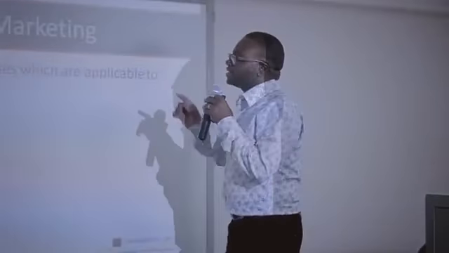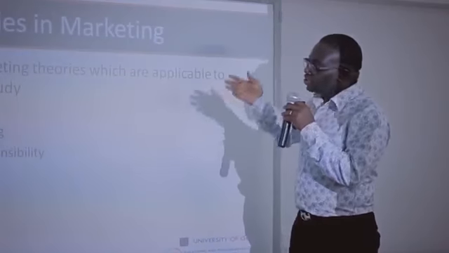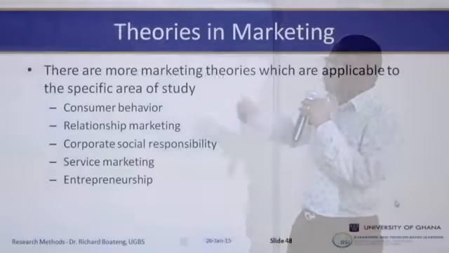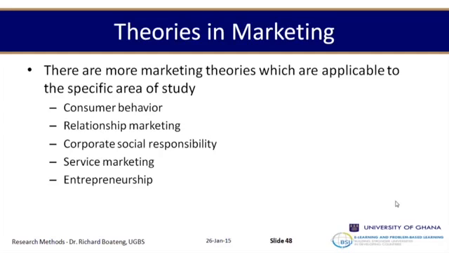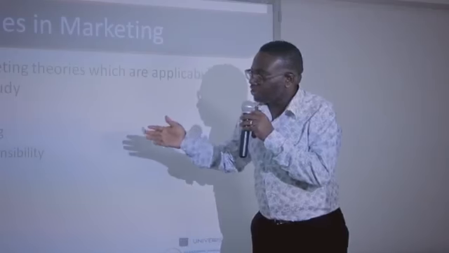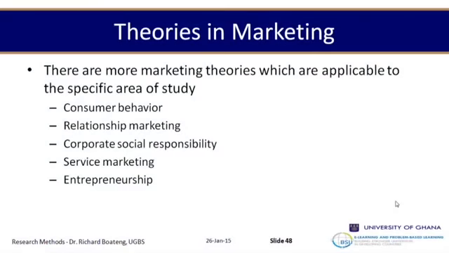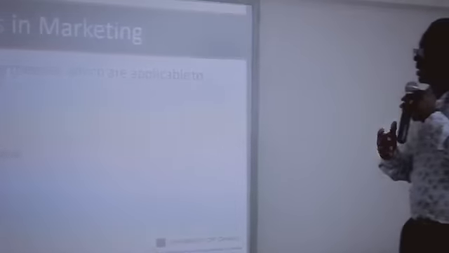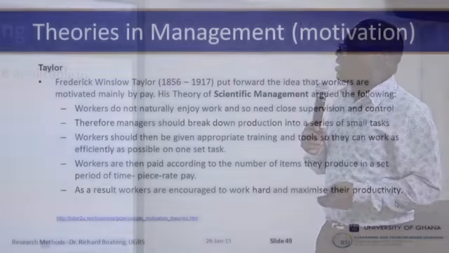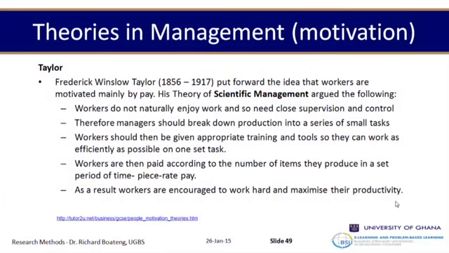Marketing too can sometimes have theories which are more specific to a particular knowledge area. So there are theories in consumer behavior. There are theories in relationship marketing, like commitment-trust theory. There are theories in corporate social responsibility, like stakeholder theory, which has been used a lot to study corporate social responsibility. There is service marketing, a self-care model, and there is entrepreneurship, with theories like necessity entrepreneurship. And then you can also have theories in management.